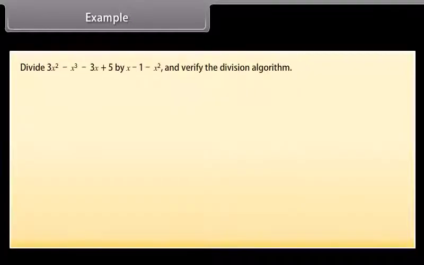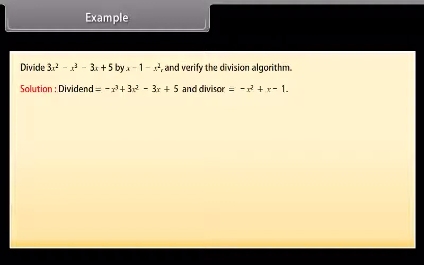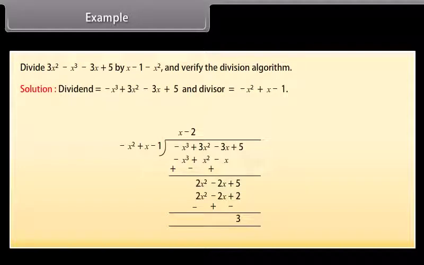Example: divide 3x squared minus x cubed minus 3x plus 5 by x minus 1 minus x squared, and verify the division algorithm. Solution. Firstly, we will write both the dividend and divisor in decreasing orders of their degrees. The dividend is minus x cubed plus 3x squared minus 3x plus 5, and the divisor is equal to minus x squared plus x minus 1. By dividing, we get quotient is equal to x minus 2 and remainder is equal to 3.